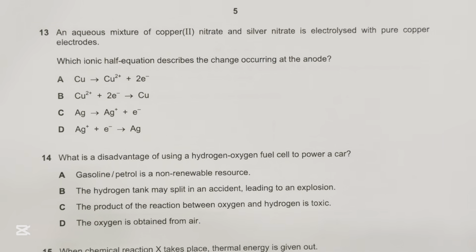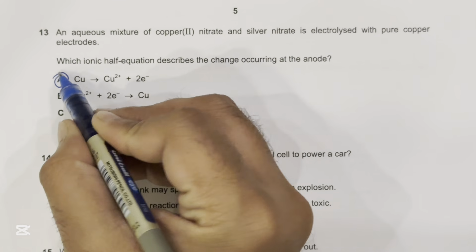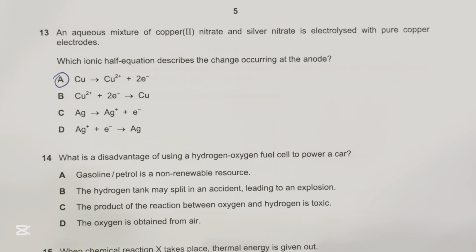Moving to question number 13. An aqueous mixture of copper nitrate and silver nitrate is electrolyzed with pure copper electrodes. Which ionic half equation describes the change occurring at the anode? We know that copper would be present at the anode, so copper would actually oxidize, and option number A is carrying that half equation. So this is the right choice over here.